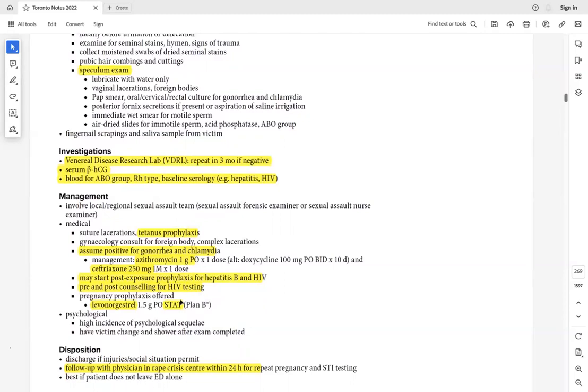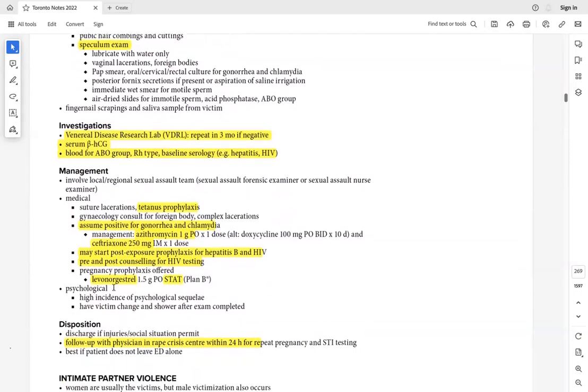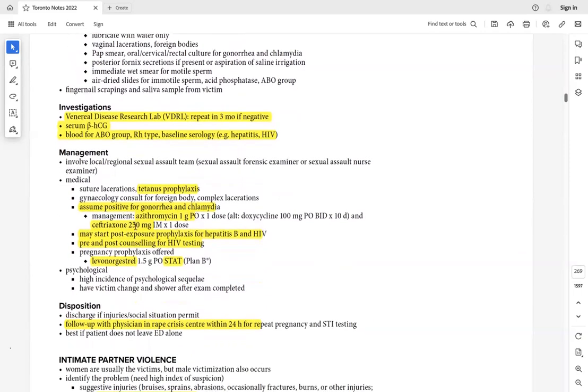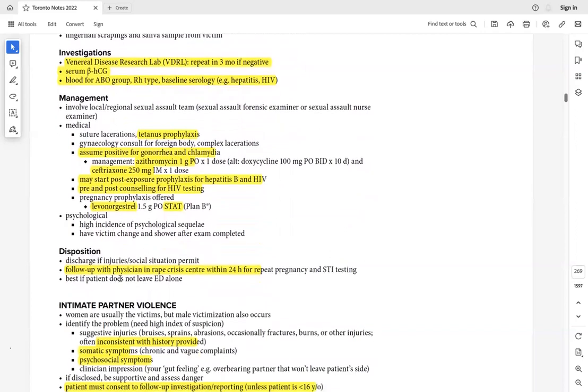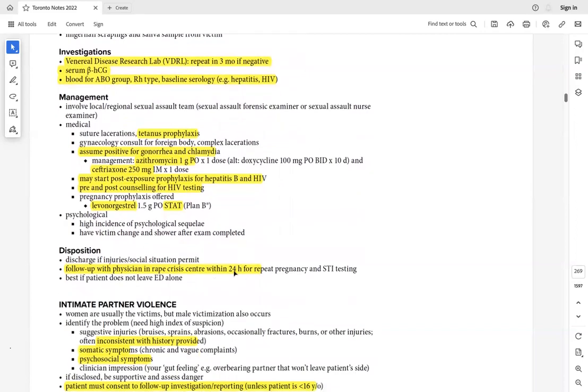Okay, we are doing the tests also, but along with that, what are we starting? We are starting the patient on all these things. Yes, and follow up within 24 hours for repeat pregnancy and STI testing.